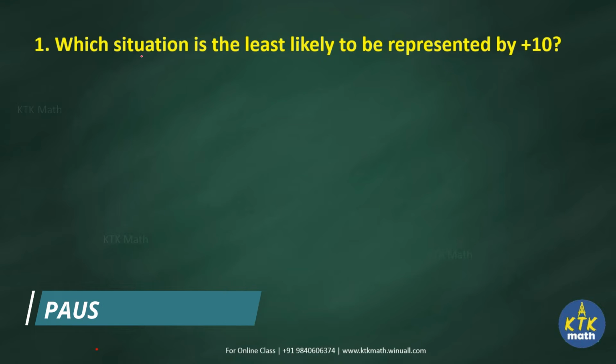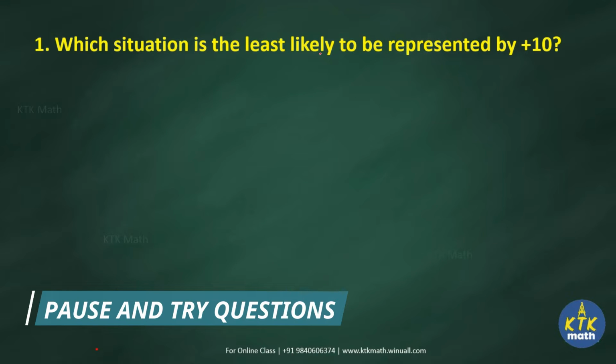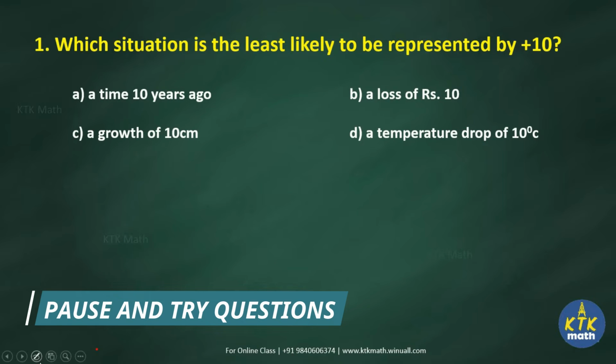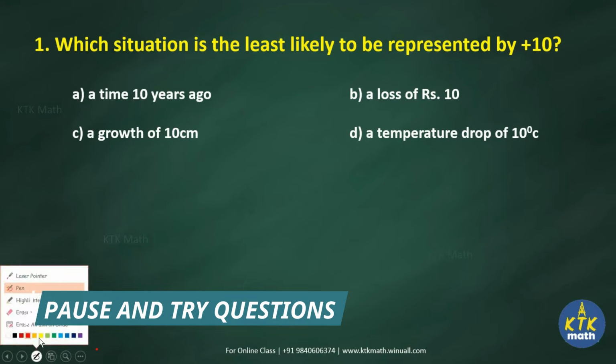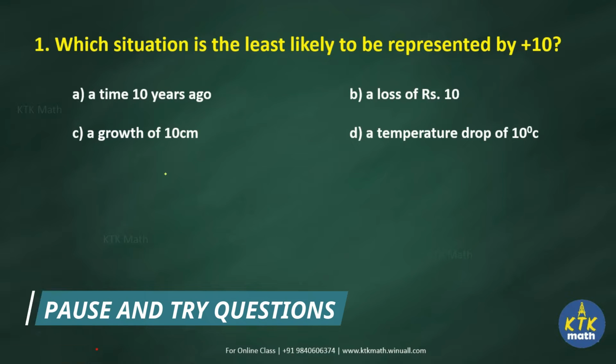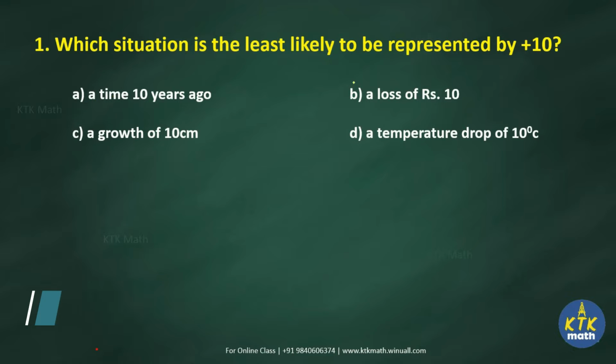Now first question, which situation is the least likely to be represented by positive 10? So four statements are given. Based on the four statements we need to identify which can be represented in positive 10. First one, just observe all four options and decide which one is going to be correct.